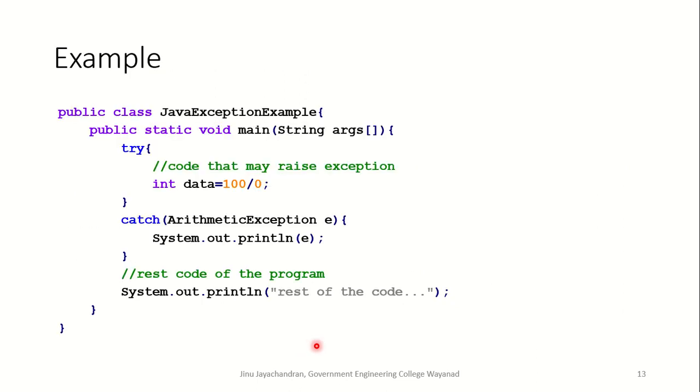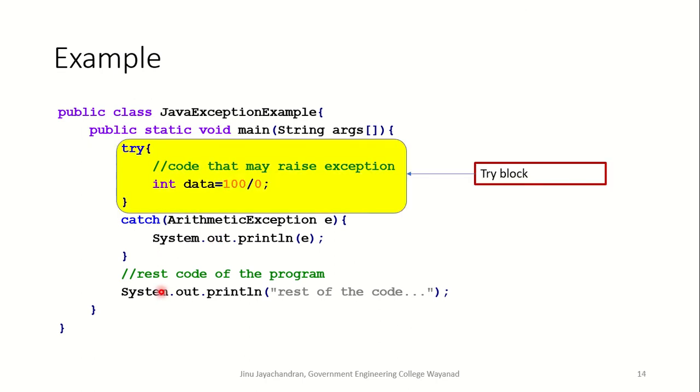Let's look at an example. This is a program in which you are trying to divide by 0. Let's see each of the things. You have a main function, or static main method. As always, there is a class, and there is a try block in which you have put some code. Now it is possible that an exception can be thrown from this code, or it might not throw an exception.